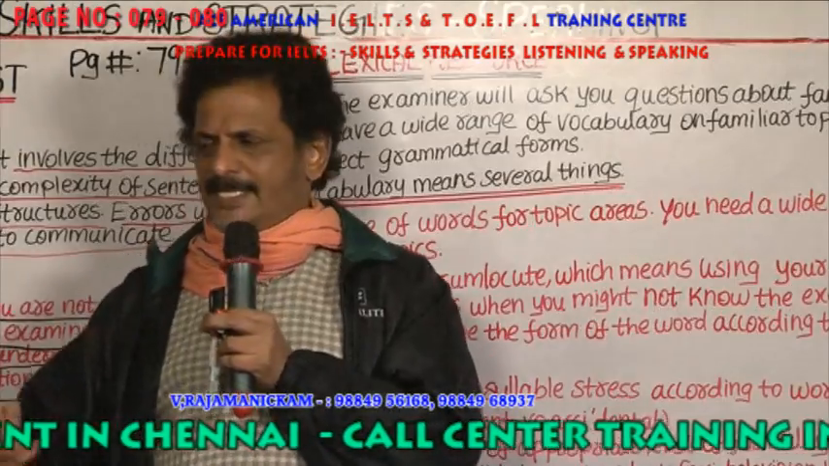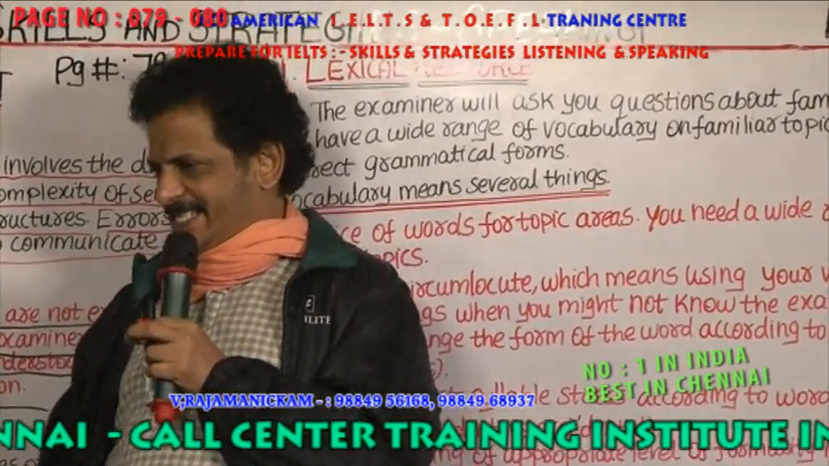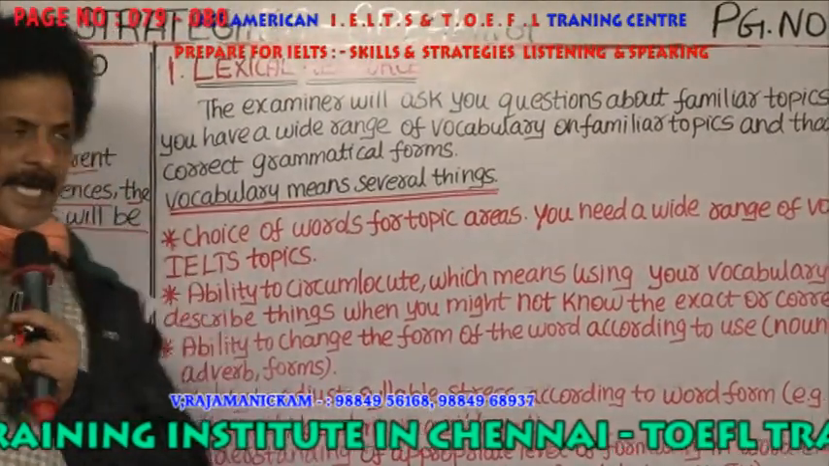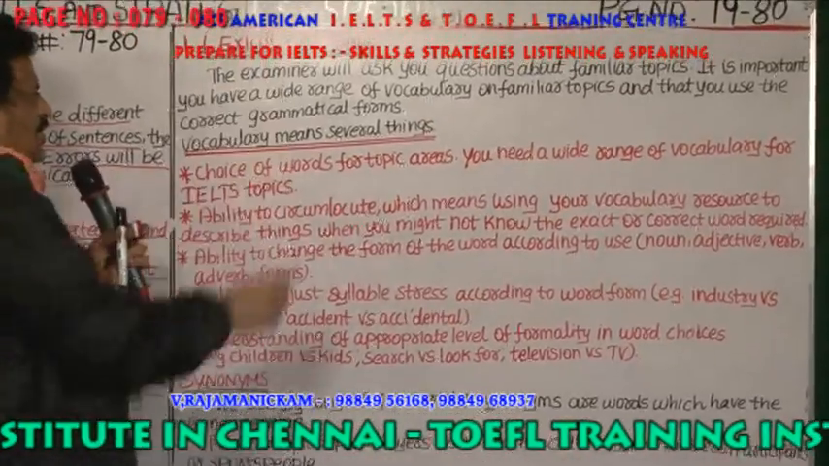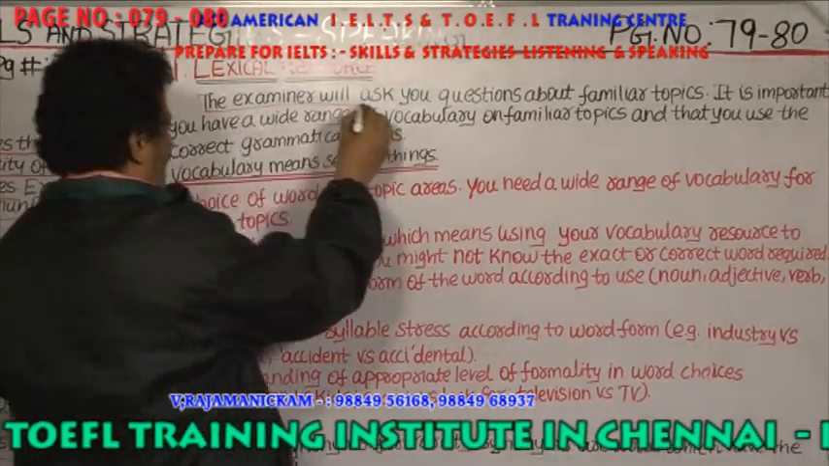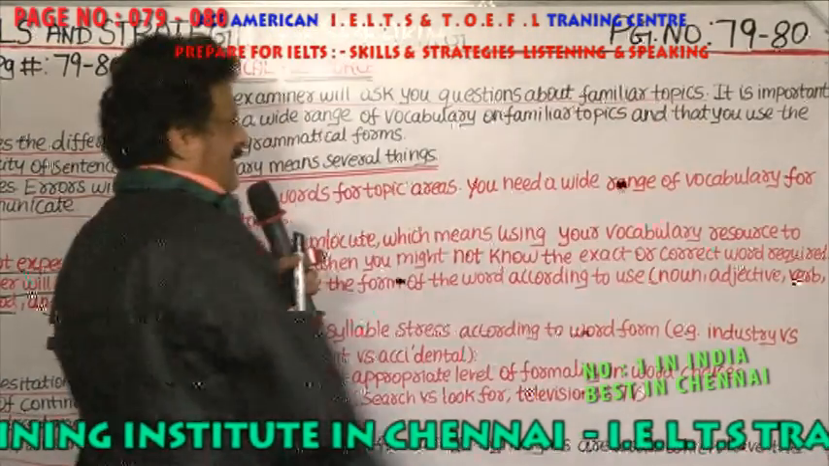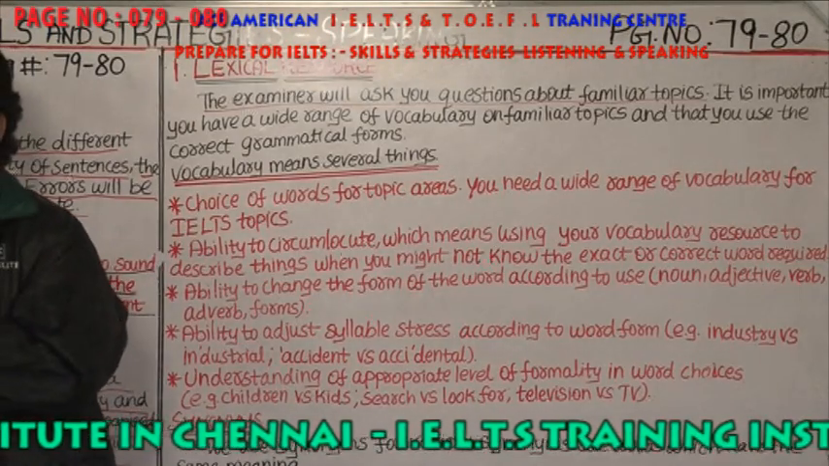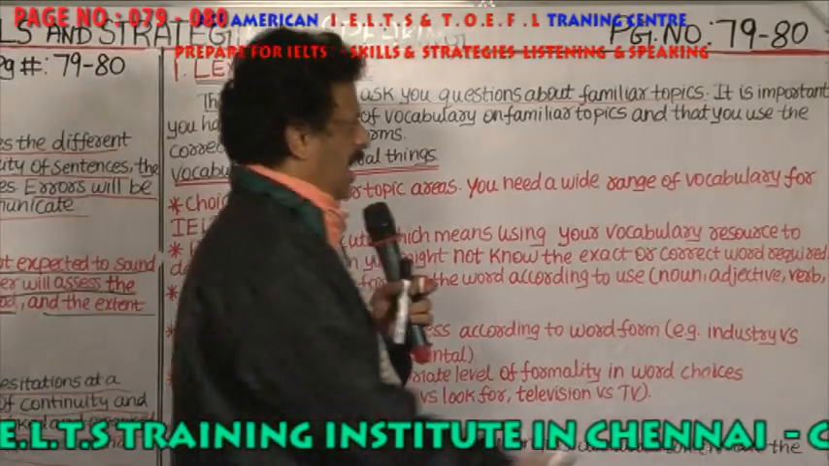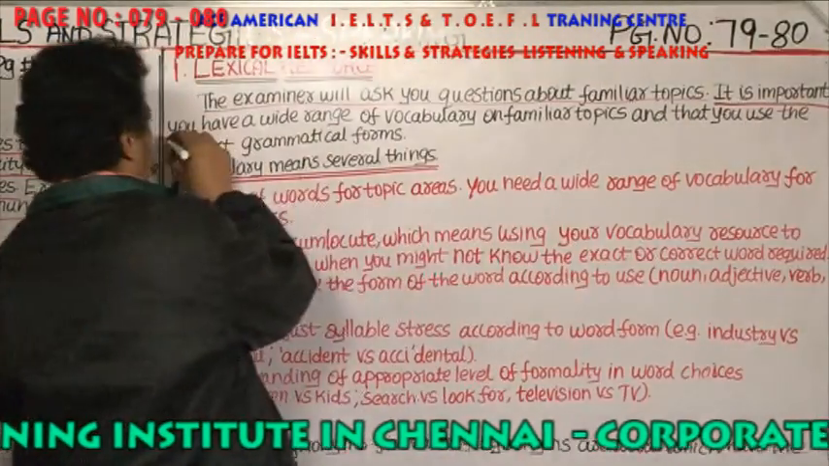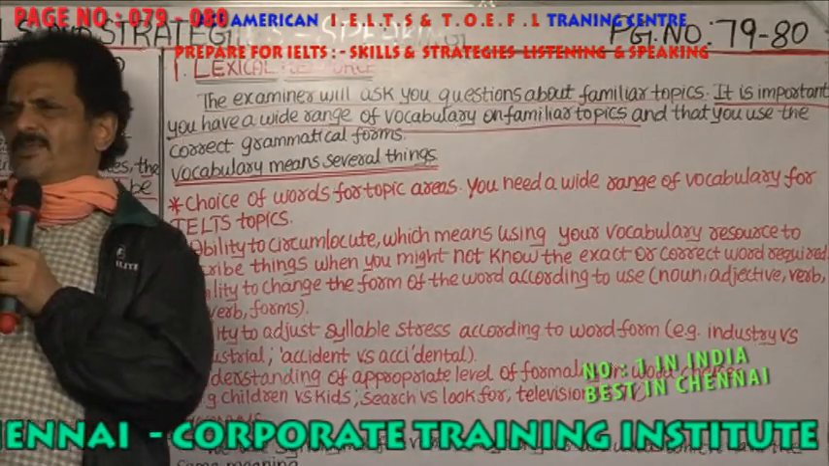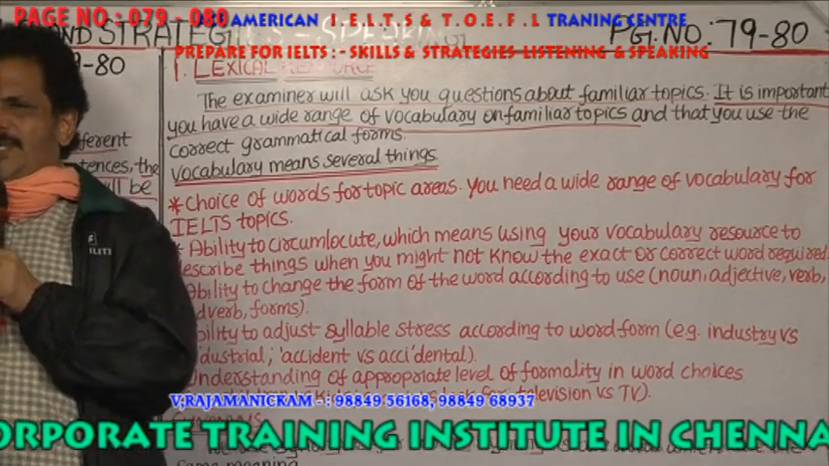The examiner will ask you questions about familiar topics. What is that? About weather, maybe about climate, about your home, about your environment, about your job. So it is important you have a wide range of vocabulary on familiar topics. A lot of topics are there. Maybe cinema is a topic, maybe tourism is a topic, maybe politics or religion. So you are supposed to know the familiar or the popular vocabulary based on these familiar topics, and that you use the correct grammatical forms.